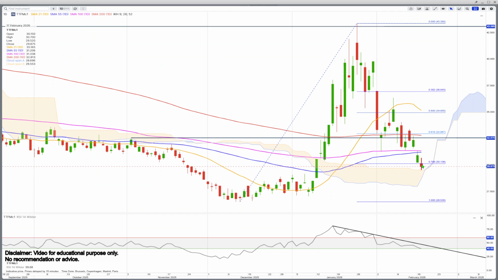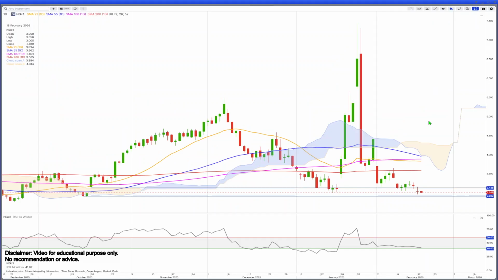The European nat gas trading just above the cloud and around the 786 retracement there, just around 3 euros. RSI testing the 40 threshold. Will it bounce or will it continue lower? And if it does, then it could suddenly be down here around the 27.5, 27 level.